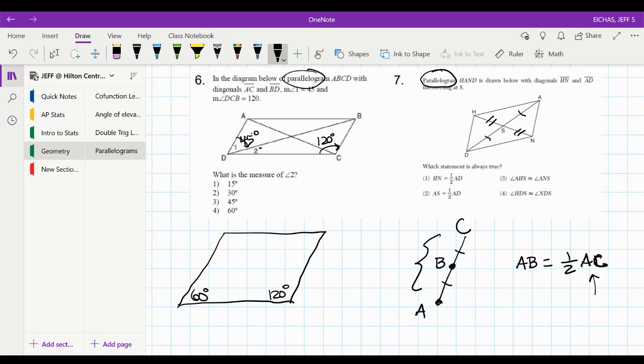So what I'm trying to explain is most students, if they do mess this up, they will give the half to the wrong one, to the wrong segment. So take a look at this. HN is not half of AD. In fact, they have nothing to do with each other. So that one's out. Okay, they didn't go through this problem. AS is half of AD. That is going to be the one that is the answer.